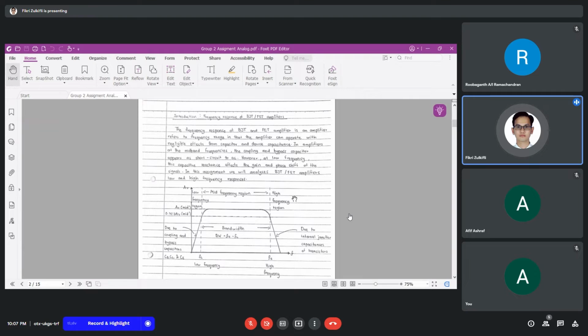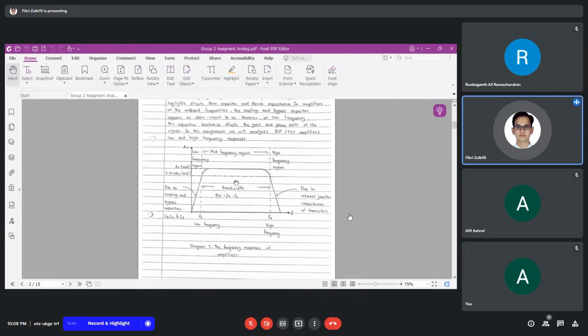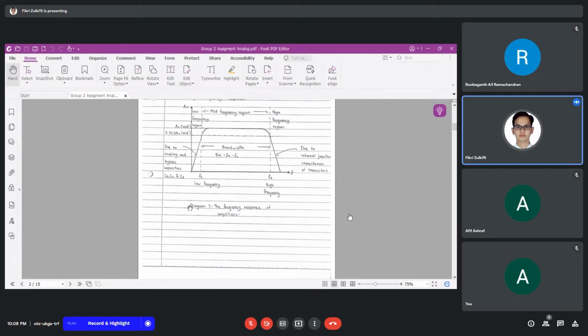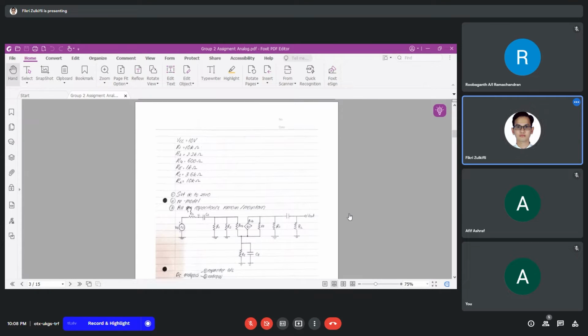In this assignment, we will analyze a BJT FET amplifier's low and high frequency response. Okay, this is an example of the frequency response of an amplifier. Now I will pass to my brother Obagan.